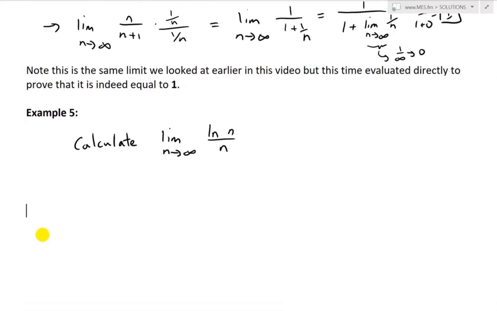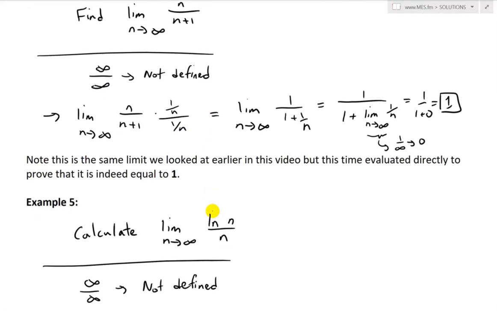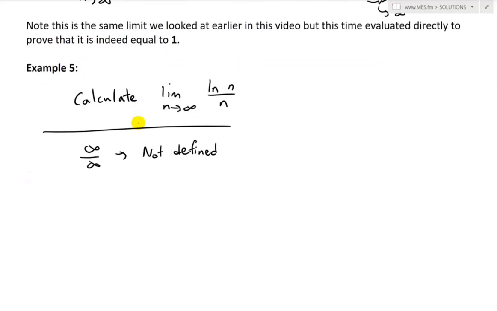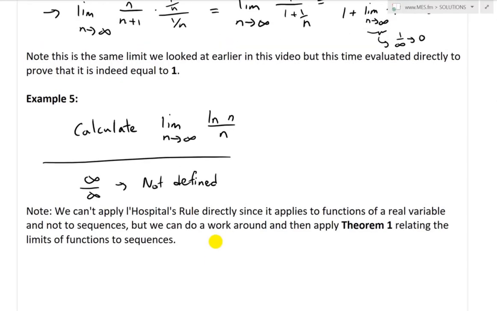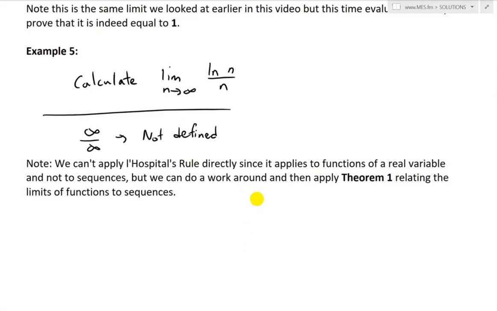This one says calculate the limit as n approaches infinity of ln n over n. First thing to note again is ln of infinity is infinity, divided by infinity, so again we have infinity over infinity. This is not defined, and it isn't written in a simple way like the one above, where we could just divide by the highest power on top and bottom. So we can look at L'Hopital's rule, but we can't apply it directly, since it applies to functions of a real variable and not to sequences. But we can do a workaround and then apply Theorem 1 relating the limits of functions to sequences.